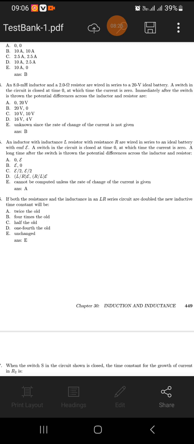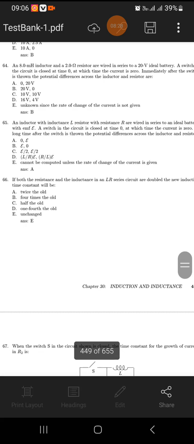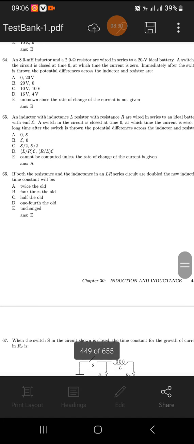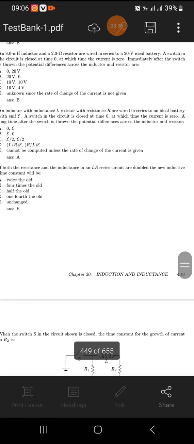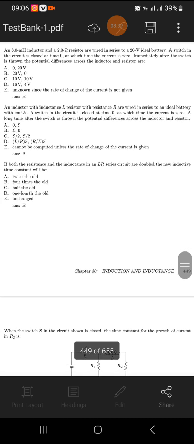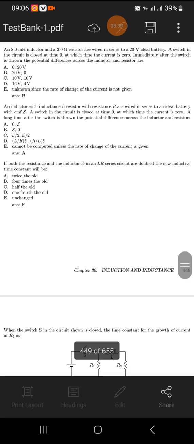If both the resistance and the inductance in an LR series circuit are doubled, the new inductive time constant will be E, unchanged. It's unchanged.